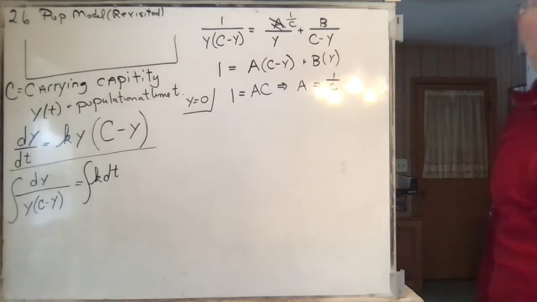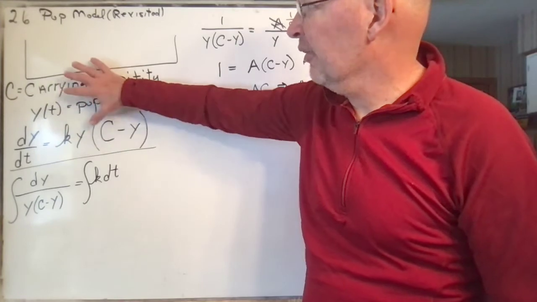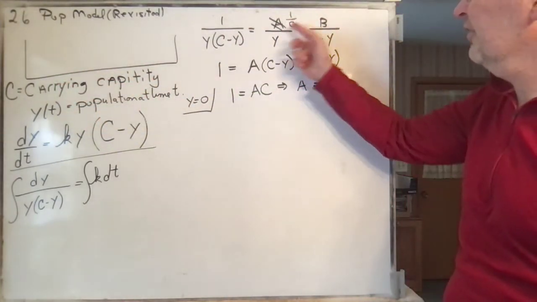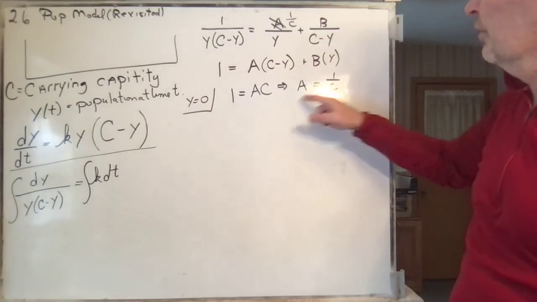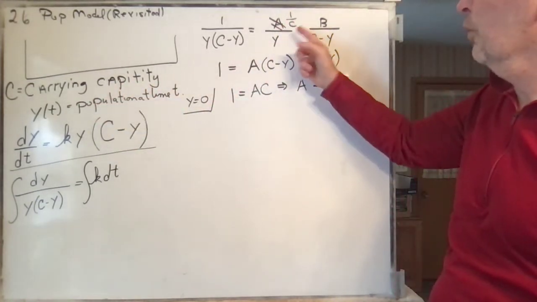Okay? Notice the difference between these constants. C is the carrying capacity, so that's some number that's part of our problem. A and B, these are just constants that we have to find. So C, that's set, but A, that becomes 1 over C.